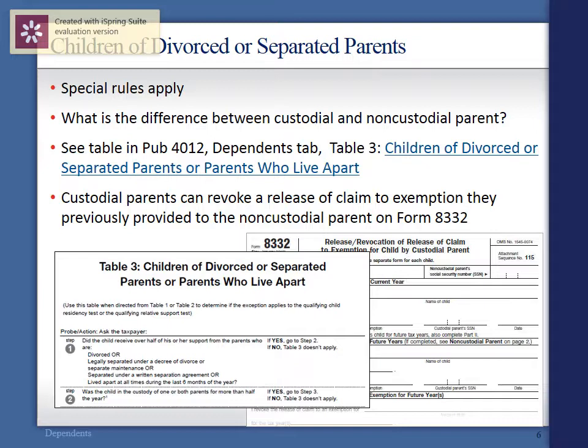Now, this does happen in cases of divorce where it may actually be stated in the divorce decree that they will take alternate years of claiming the child. Or one that I saw recently mentioned that whoever had the higher income in that year would be the one that would be able to claim the child.